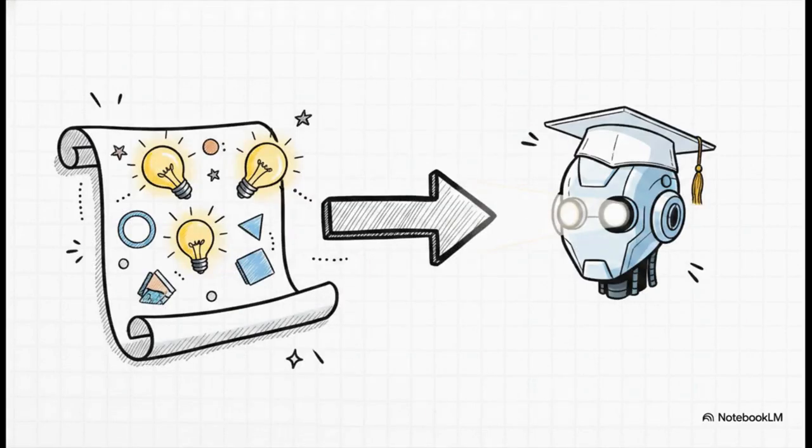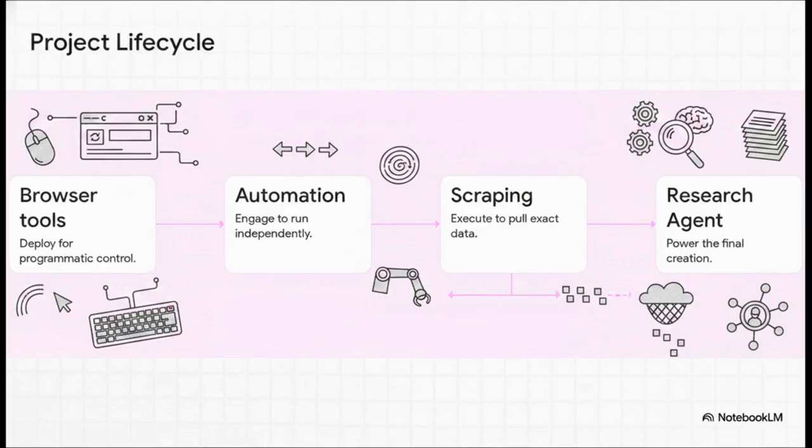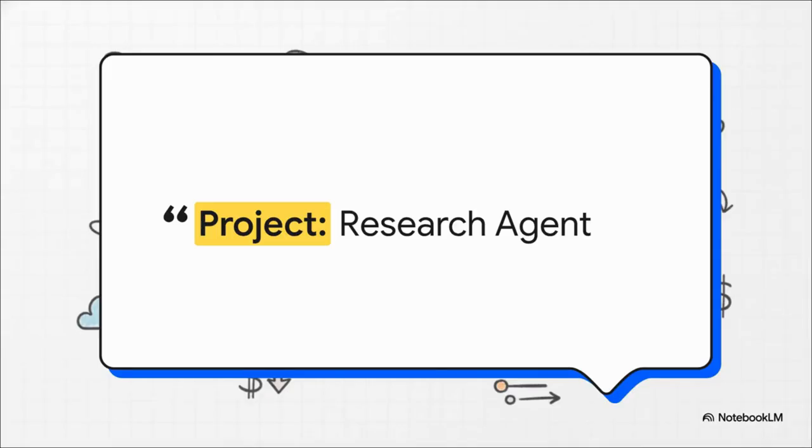And this is exactly where we transition from theory to real-world application, the ultimate synthesis, the project. Let's see how this builds into our final objective for the day. First, we deploy our browser tools to establish that programmatic control over the web environment. With that control locked in, we engage our automation scripts to sequence our commands and just let them run entirely in the background. As that automated journey hits its targets, we execute scraping to pull the exact data we need. And finally, all of those fluid actions seamlessly feed in to empower our final creation, the research agent. By combining browser tools, automation, and scraping, we're building a unified automated entity capable of conducting deep, comprehensive research entirely on its own.